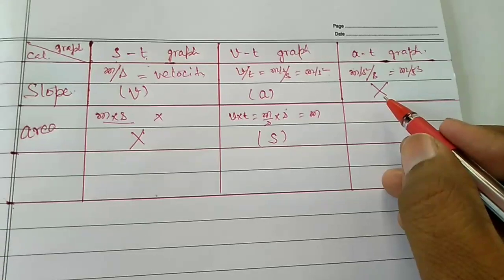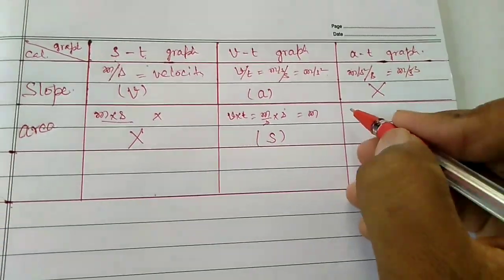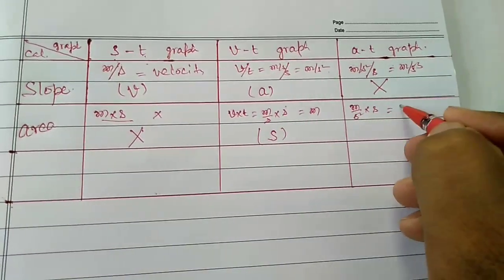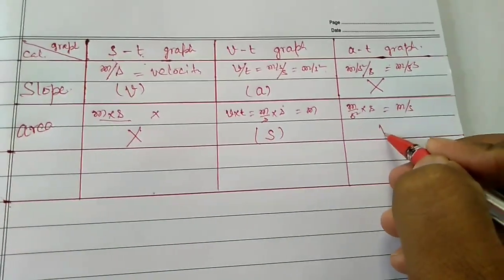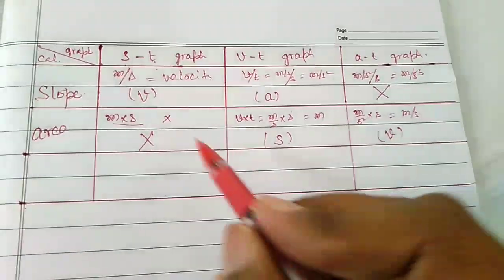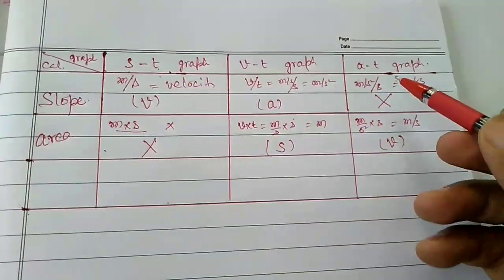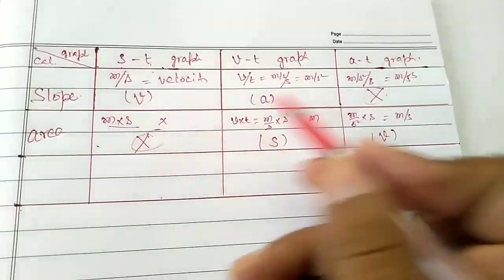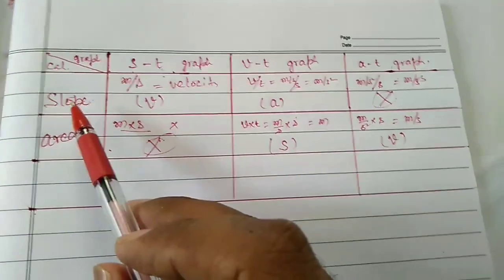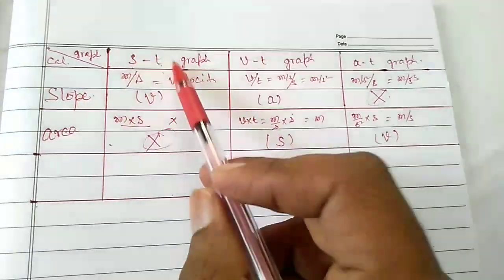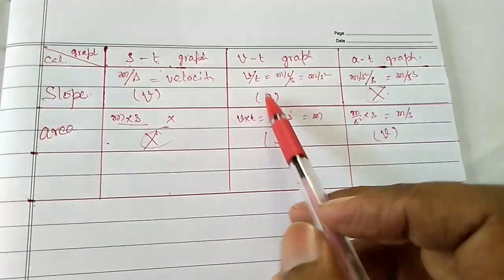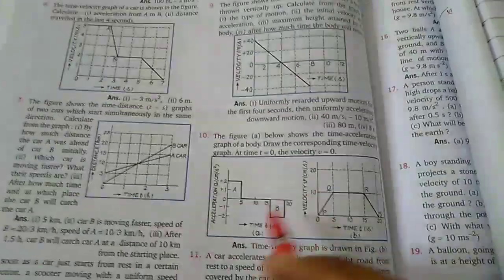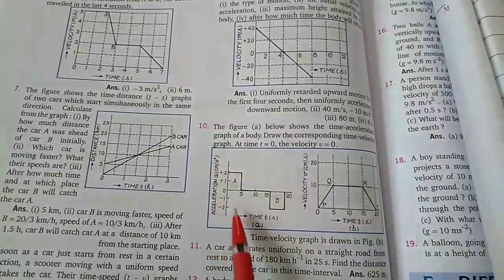And if we are calculating the area in the acceleration time graph, meter per second square into second cancelled. What is here? Meter per second. So we are actually calculating the velocity. So area of ST graph and the slope of AT graph we will never calculate because they are not giving any physical quantity. So clearly: slope of ST graph is velocity, slope of VT graph is acceleration, area of VT graph is displacement, area of AT graph is velocity. See here one question based on the acceleration time graph.